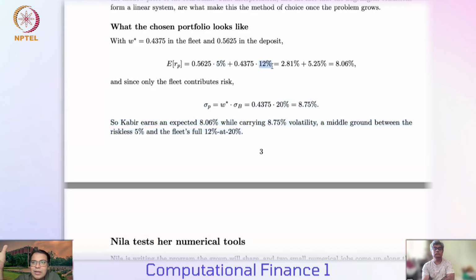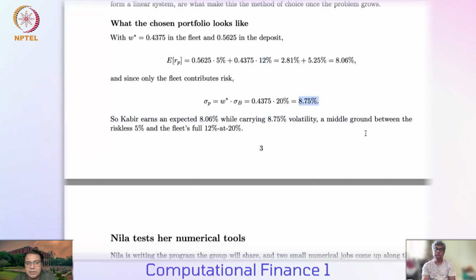Because essentially Kabir has traded off the certainty that he was getting from the safe asset to invest more money in the risky asset, right? That's why the expected return has gone up. But this has not come for free, right? There is now a cost that he is also exposed to risk, and he's exposed to basically this 8.75% standard deviation of return risk, right? Remember, he dislikes risk. So this is the other thing.